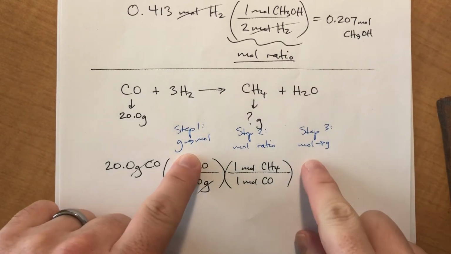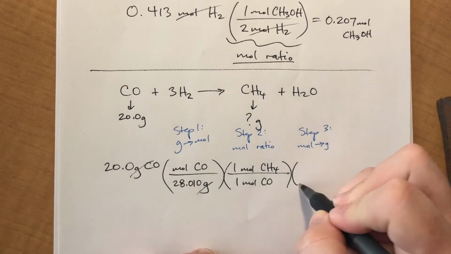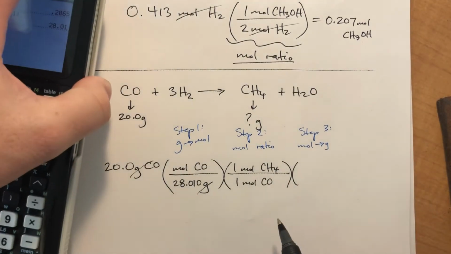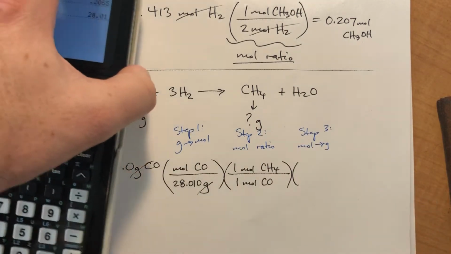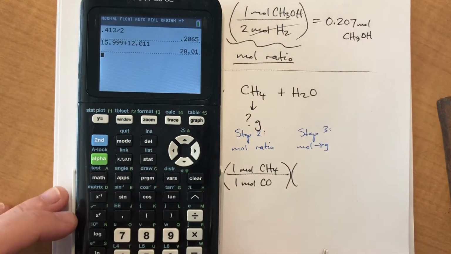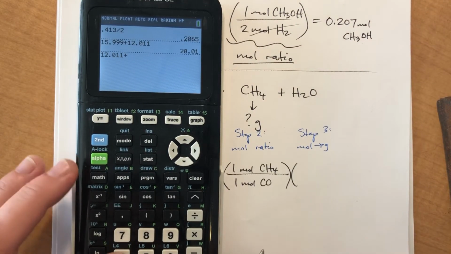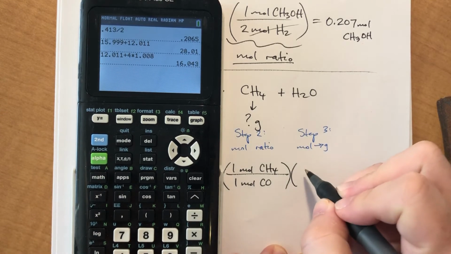So honestly, converting from grams to moles and moles to grams is not new stuff. We did that previous chapter. Converting from grams to moles, then using the mole ratio and then converting back is the new part. So we need to add up carbon and 4 hydrogens. So 12.011 plus 4 times 1.008. And I got 16.043.